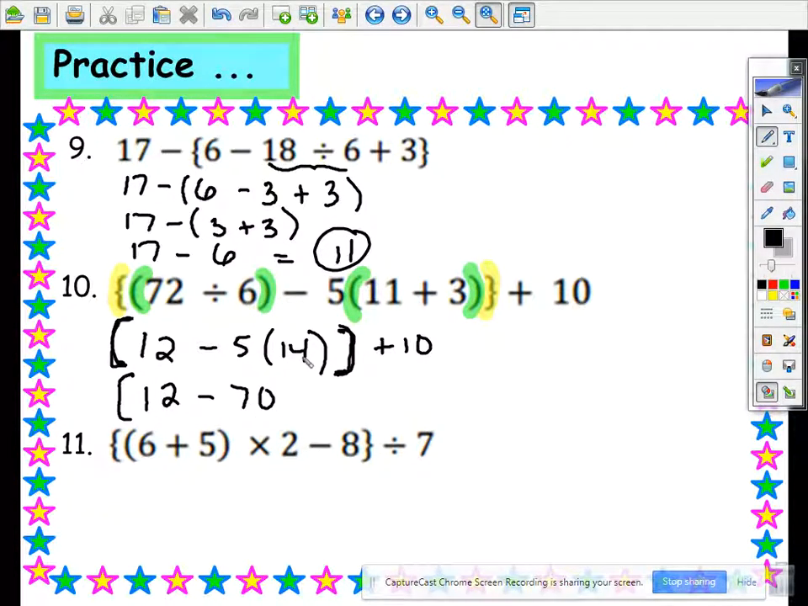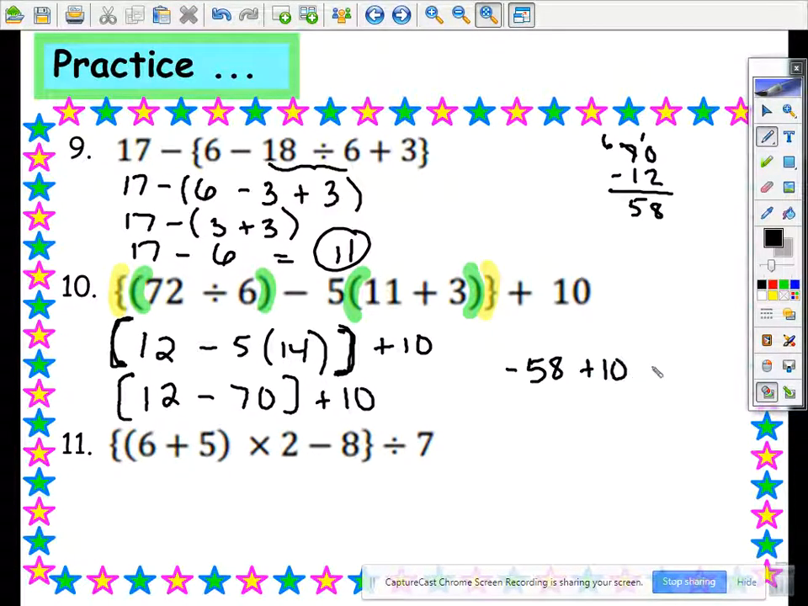And 5 times 14 is 70. Still working within our grouping symbols. 12 take away 70 is going to be a negative number. Now, going back to an earlier lesson, if you know you're going to end up with a negative number, you could go off to the side and say, what is 70 take away 12? Well, you're going to use your borrowing technique. We have 58, but because 70 take away 12 is 58, 12 take away 70 must be negative 58.